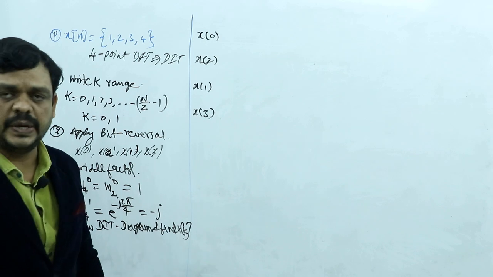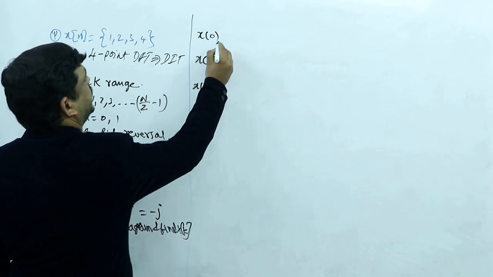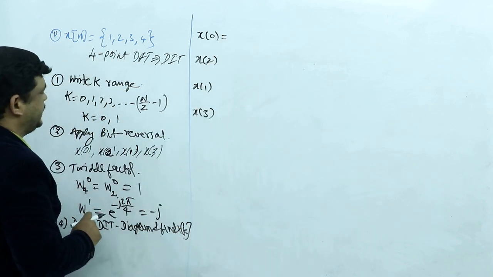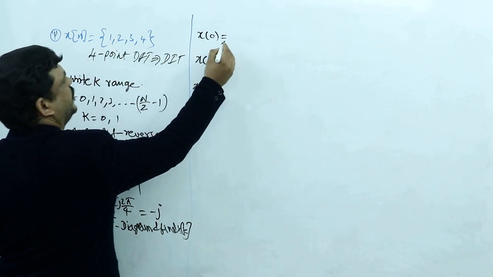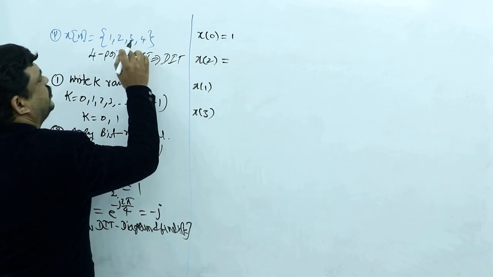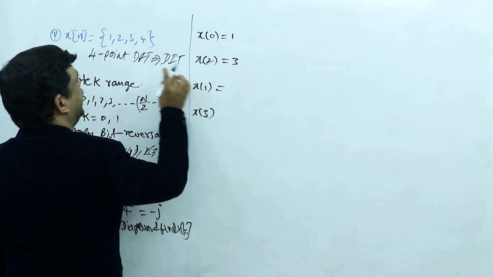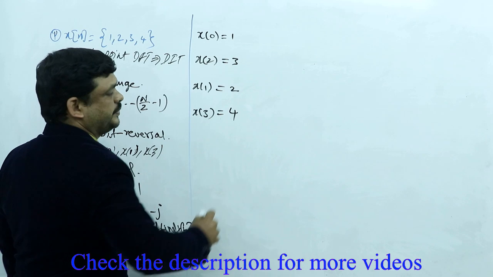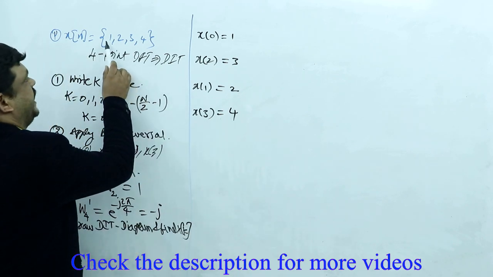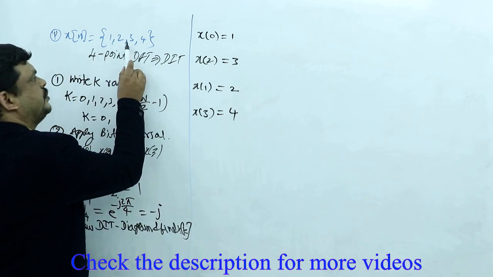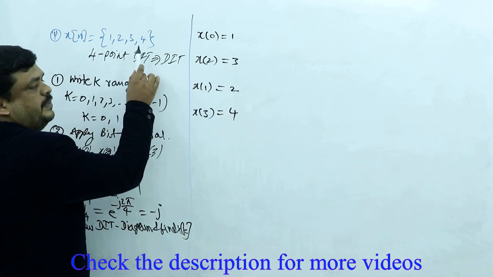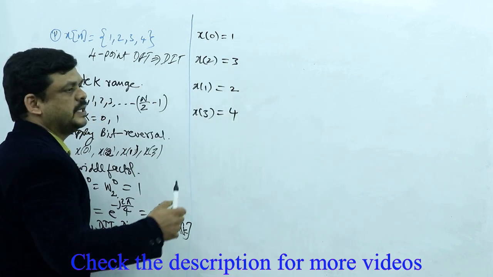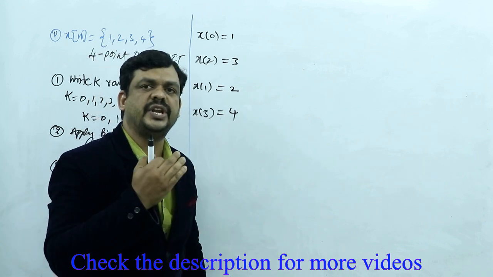These values we have to take now. Substitute those values. X of 0 according to the given sequence is 1, x of 2 is 3, x of 1 is 2, and x of 3 is 4. So this gives x of 0, x of 1, x of 2, x of 3.